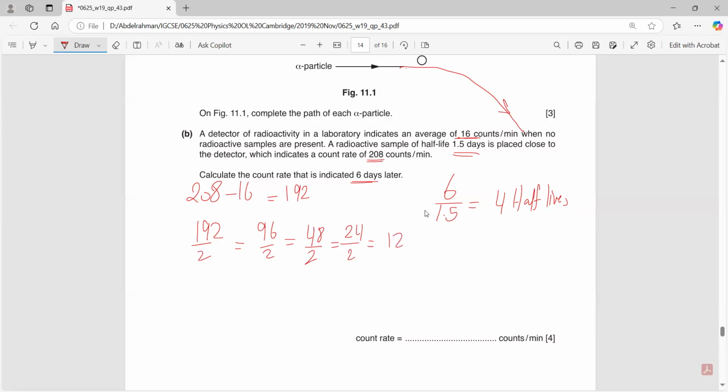Is this the final answer? No, it's not the final answer because he wants to find the count rate that is indicated. So the count rate that is indicated will include the background radiation. So 12 plus 16 will give you a total count rate of 28 counts per minute. Okay. After 6 days.